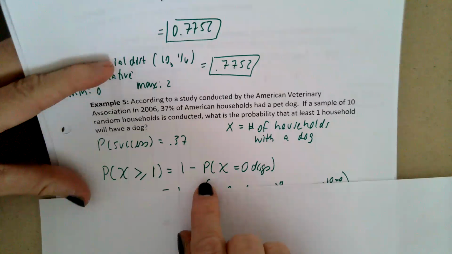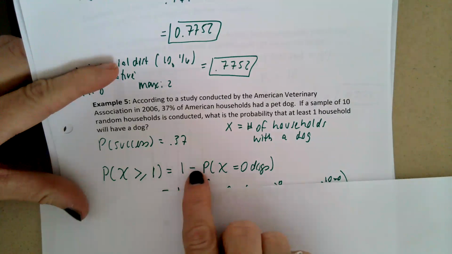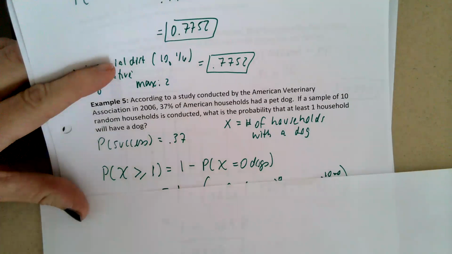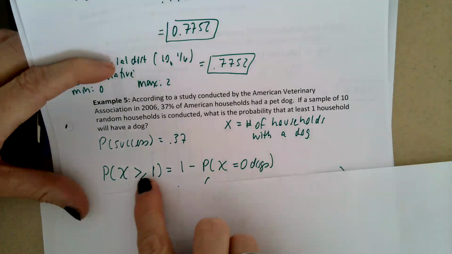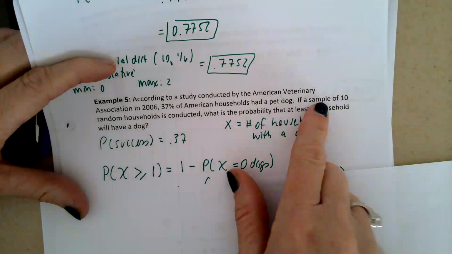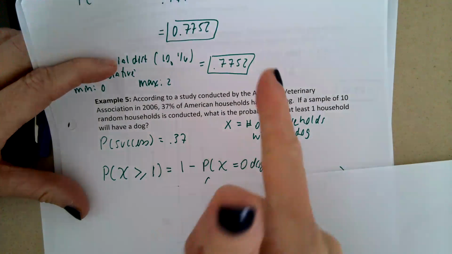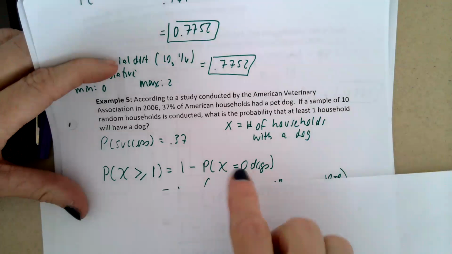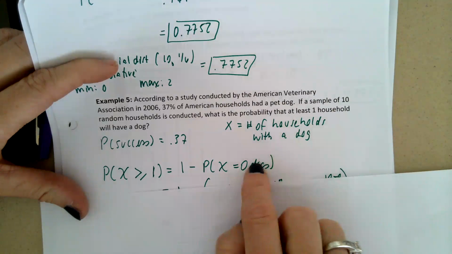So if we go back to what we've learned about the at least one, we can use the complement of 1 minus the probability of no dogs. That will make it easier. Because otherwise, at least one, we would have to go through all 10 households and go 1 plus 2 plus 3 plus 4 plus 5 all the way through 10. So instead, we can just subtract the one that we don't want, which is the probability of none of the households having dogs.